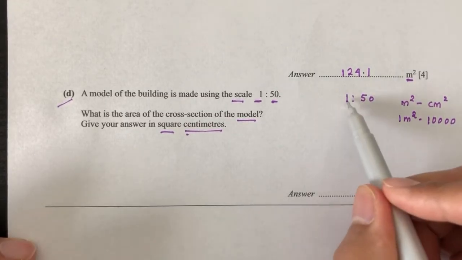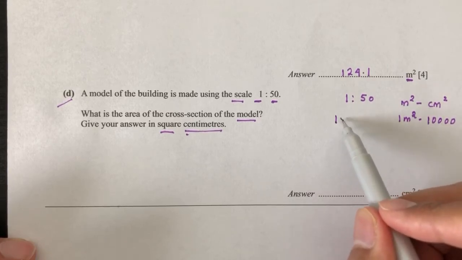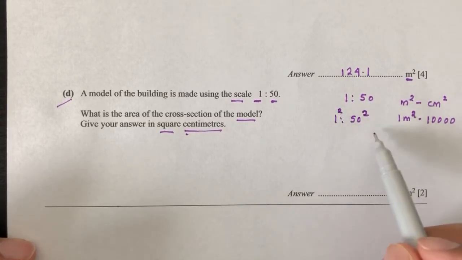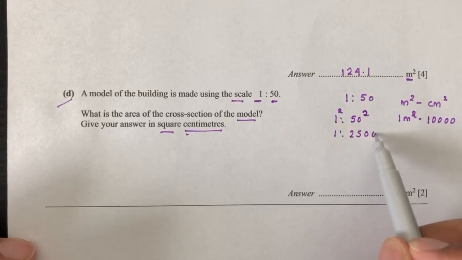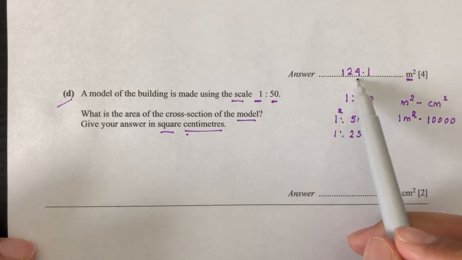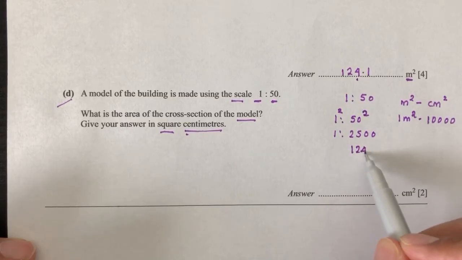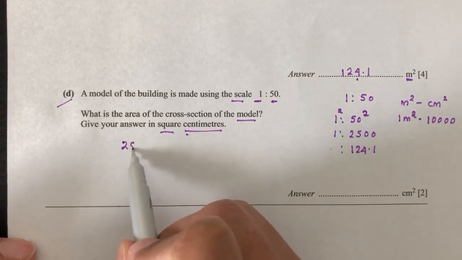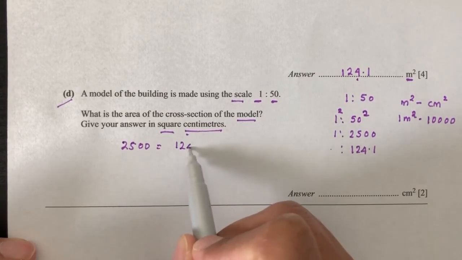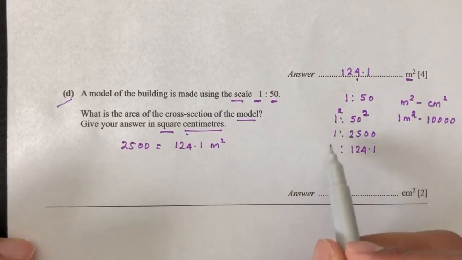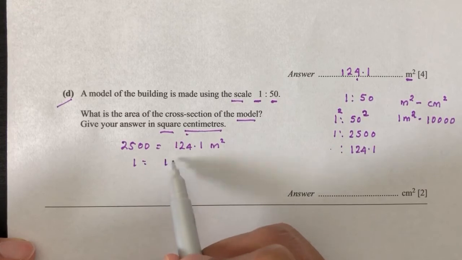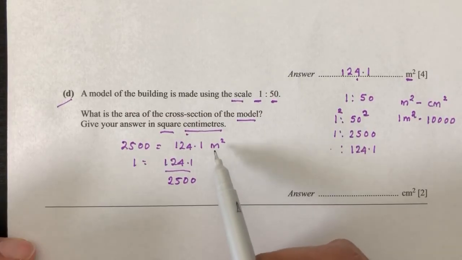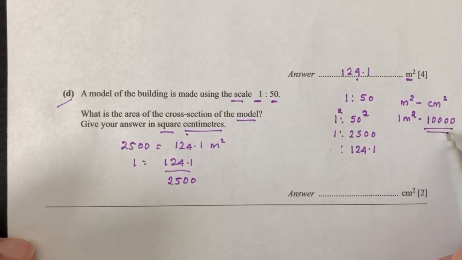Now the scale of the length is 1 to 50, which means the scale of the area will be 1 to 50 squared, which is 1 to 2500. So now if this represents 124.1, what is this? So let's write this here. If 2500 represents 124.1 meters squared, then 1 will be 124.1 divided by 2500. So now it is in meters squared. To convert this to centimeters squared, we have to multiply by 10,000.